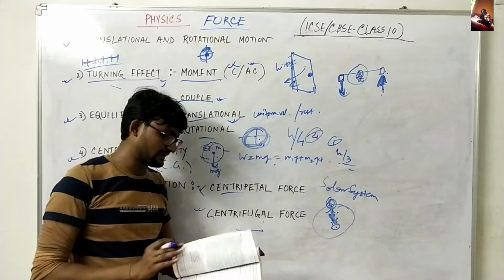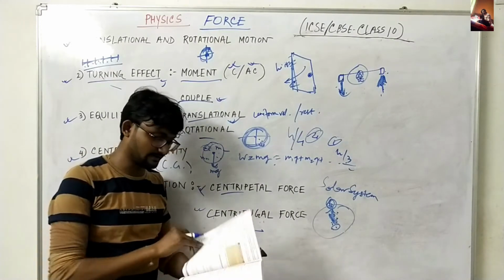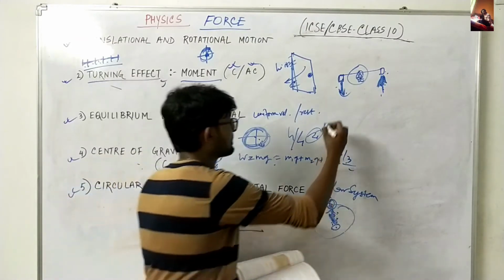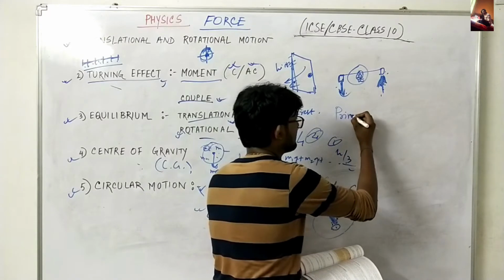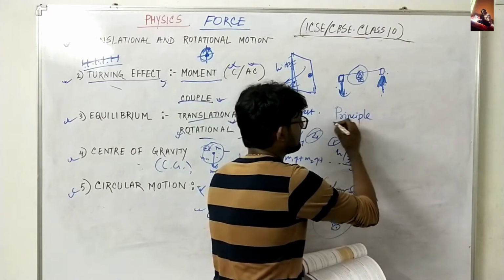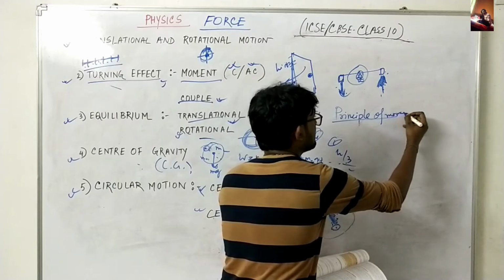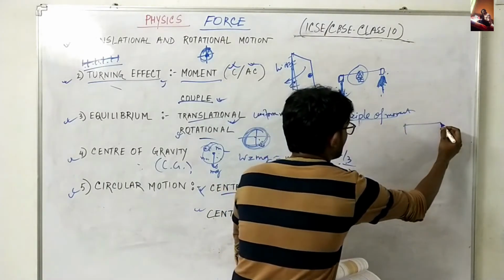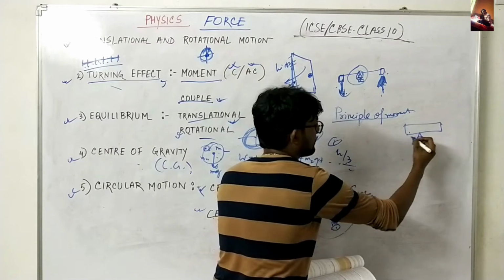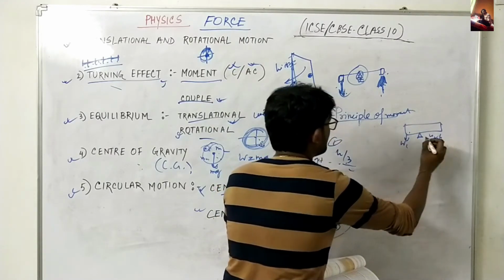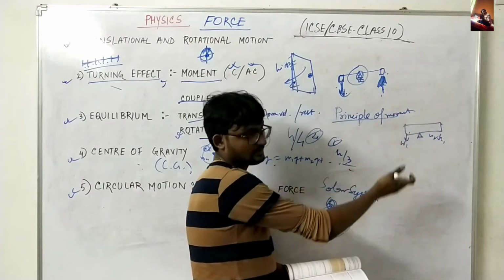One more thing I have left is the principle of moments, which you need mainly for sums. Principle of moments is this: suppose you consider this as a rod, this is a pivot point, and these are weights W1, W2, W3. If one side comes down, the other will go up.